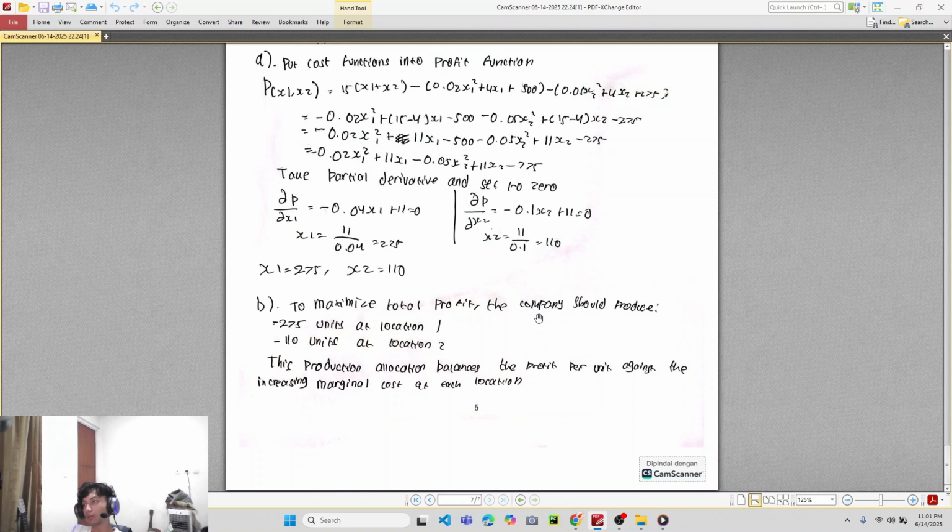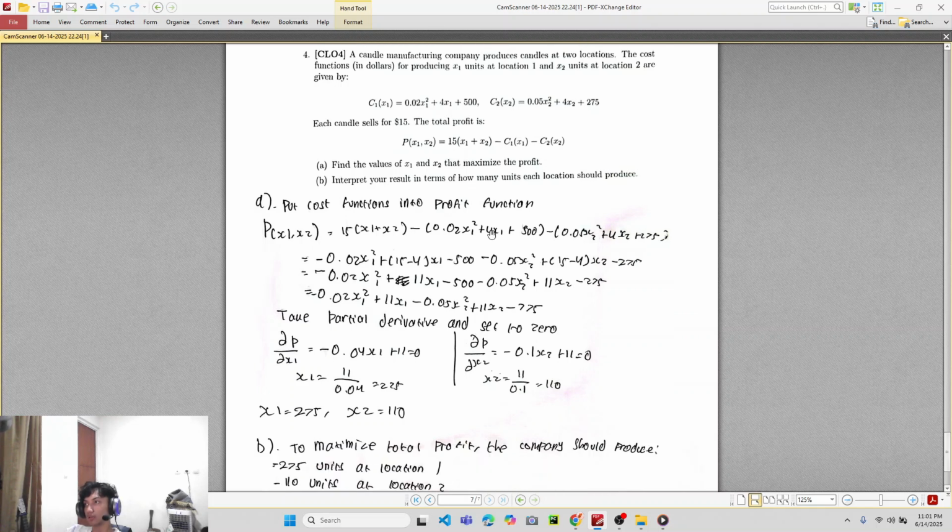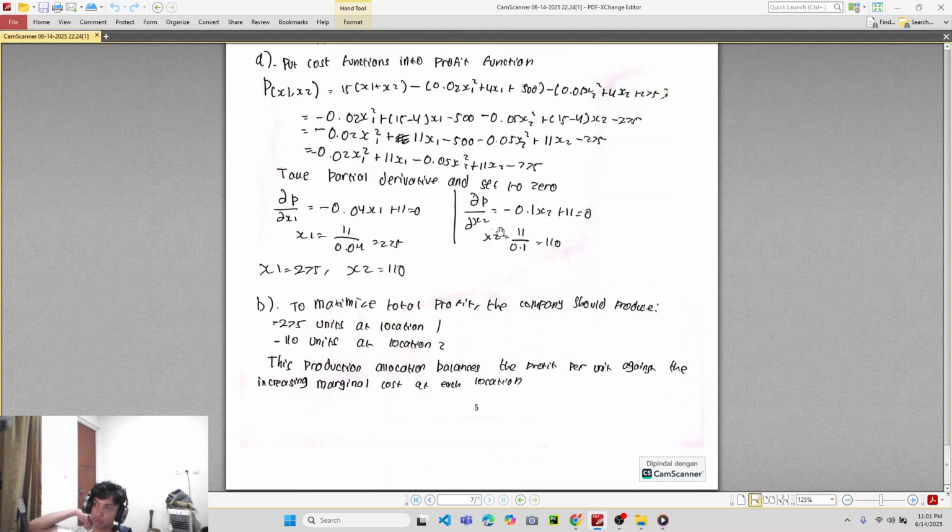To maximize total profit, interpret the result in terms of how many units each location should produce. The company should produce 275 units at location 1 and 110 units at location 2. This production allocation balances the profit per unit against the increasing marginal cost at each location.